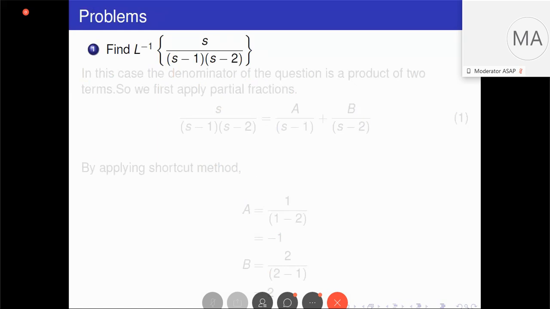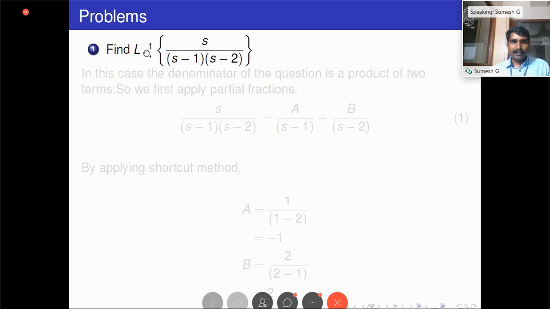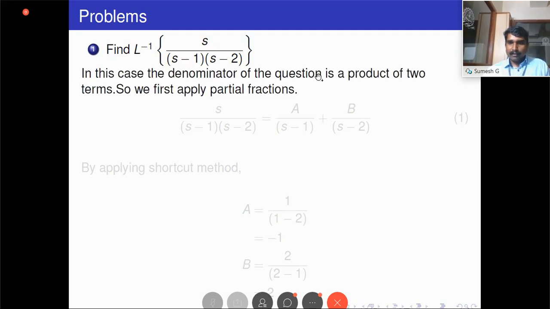Now we move on to problems. First one, find the inverse Laplace transform of s divided by s minus 1 into s minus 2. So inverse Laplace transform questions are always categorized according to the denominator. In this problem, denominator is a product of two terms.